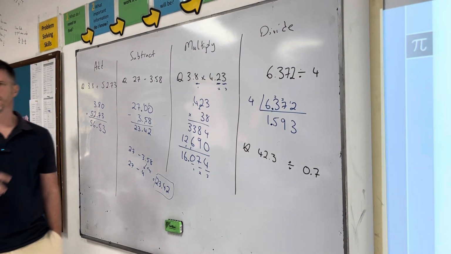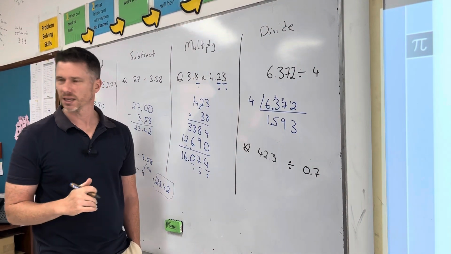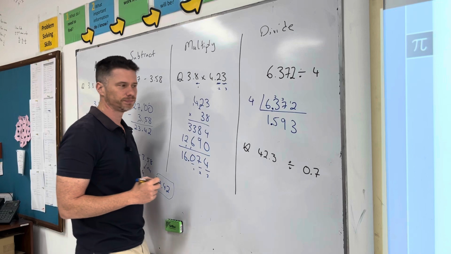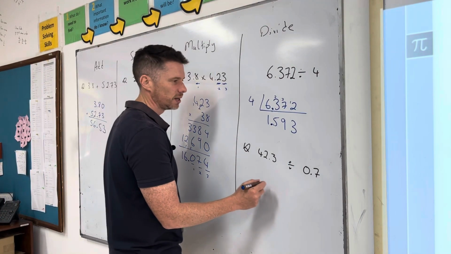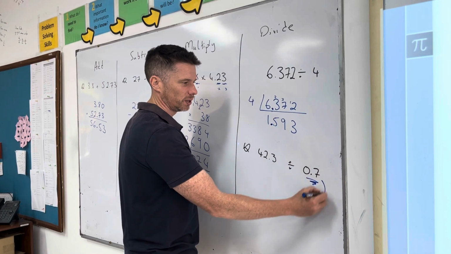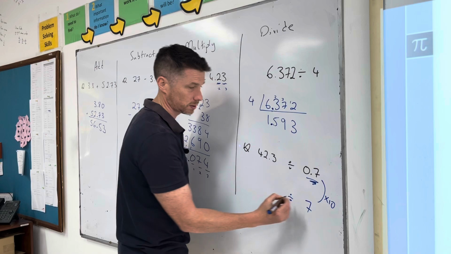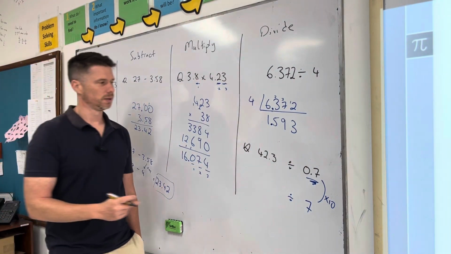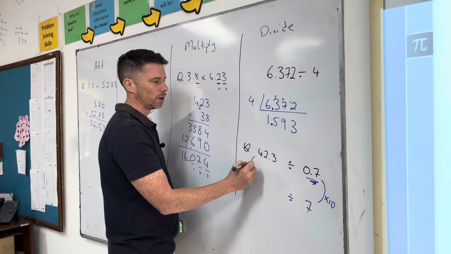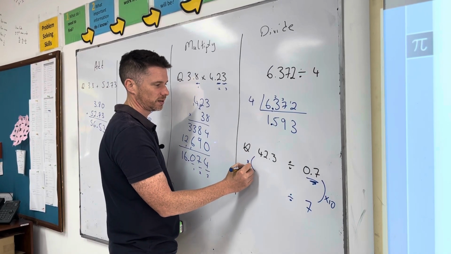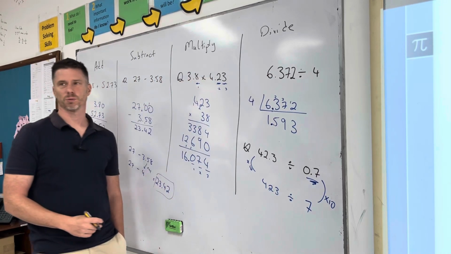This one, if I did this same method, I'd have to think about moving the decimal place. So we had a trick to making this easier. What was it? Times it by 10. Times it by 10, yes. I want this to be a whole number. So if I times that by 10, I get 7. But what must I do to this side as well? Also times it by 10. So I get 423. Now I have no decimal points.